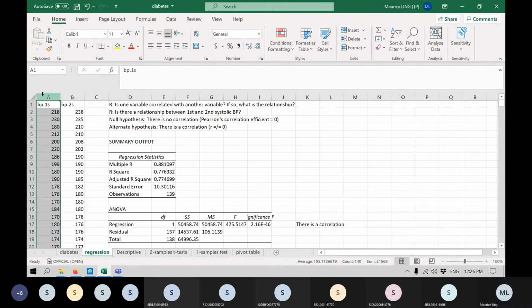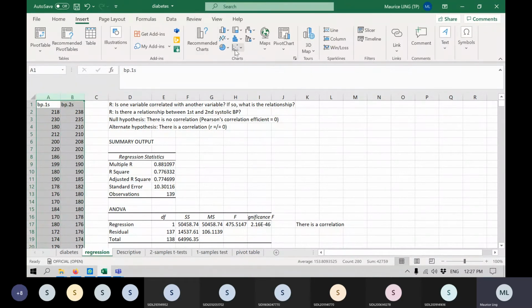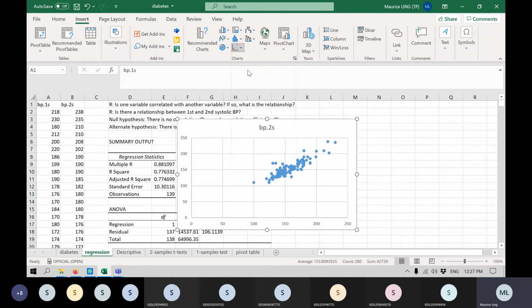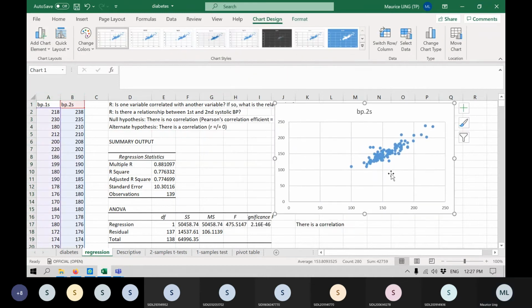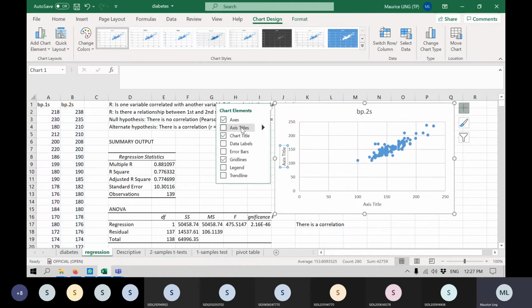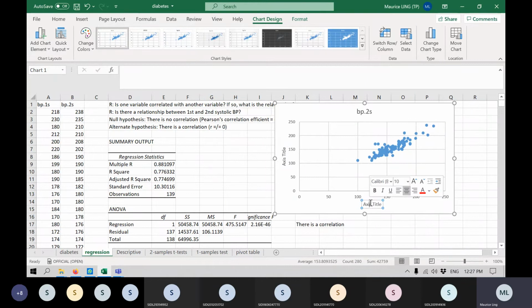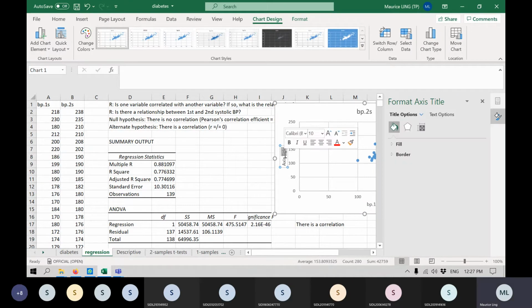When you draw it as a graph in Excel, by default this is the x-axis, this is the y-axis. Okay, x comes first and then y. So you draw it as a scatter plot. Then what you have is the axis titles. So this is the x-axis, BP1. This is your second x. This is your y-axis.